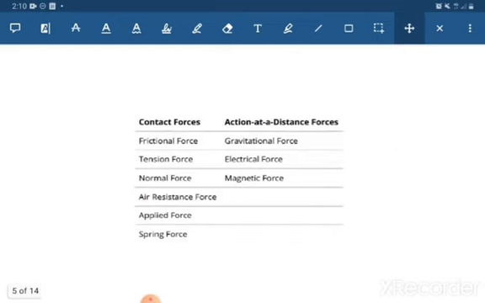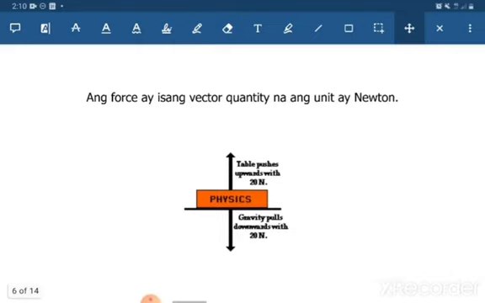So this is just the summary. Alin yung mga forces na contact forces and alin yung mga forces na non-contact forces or action at a distance forces. Now, let's clarify this. Ang force ay isang vector quantity and ang unit na gagamitin natin ay Newton from Isaac Newton.